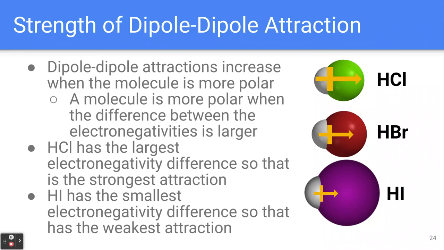Now, with these, what this means for us is that hydrogen chloride has the biggest electronegativity difference, and that's because it's highest up in that 17th column, which means it's most electronegative. So chlorine is able to pull on the electrons from hydrogen a lot better than the iodine can. And because of that, you can hopefully see that these arrows are different sizes from one another, and that's on purpose. So the arrow for hydrogen chloride is bigger than bromide, which is bigger than iodide. And so our hydrogen chloride is going to have the greatest dipole-dipole attraction because it's the most polar molecule.